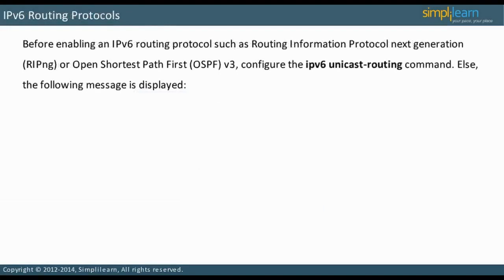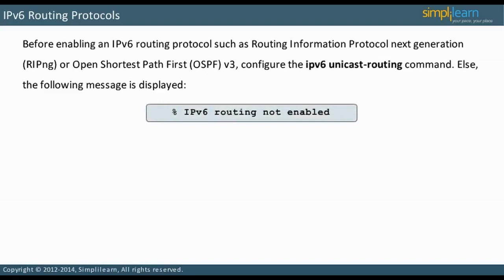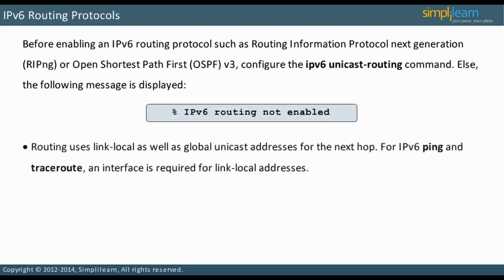The IPv6 unicast routing command must be entered before enabling an IPv6 routing protocol such as RIP-NG or OSPFv3. Otherwise, the message "IPv6 routing not enabled" will appear. Routing uses link-local addresses for the next hop. This means the routing table includes link-local as well as global unicast addresses.